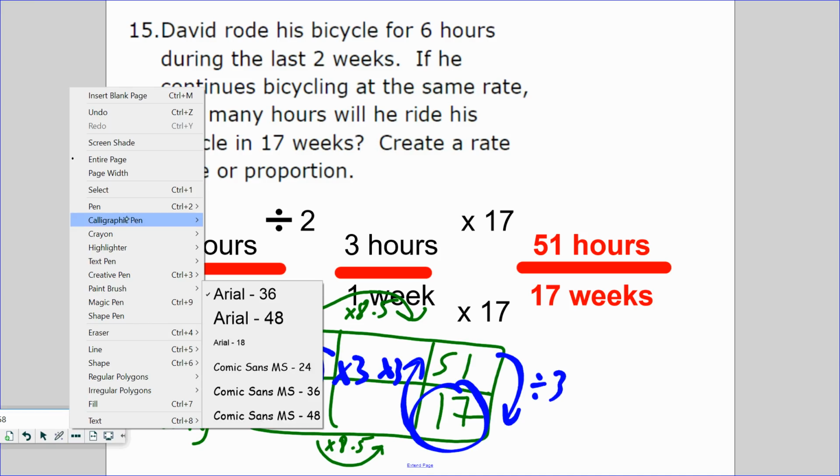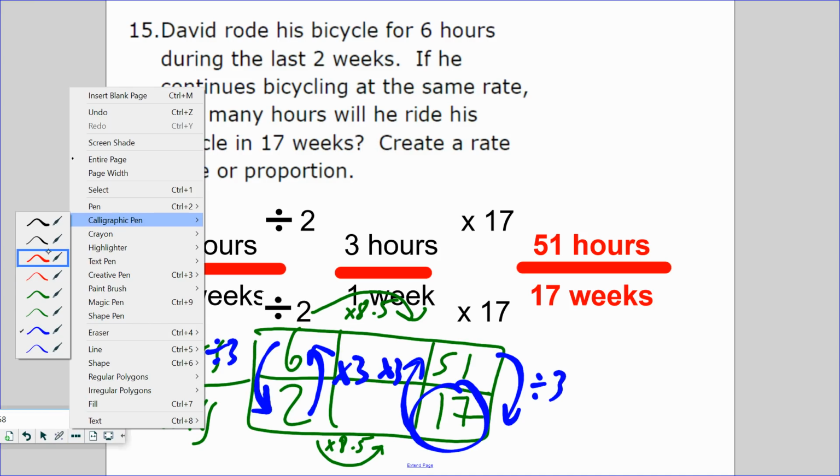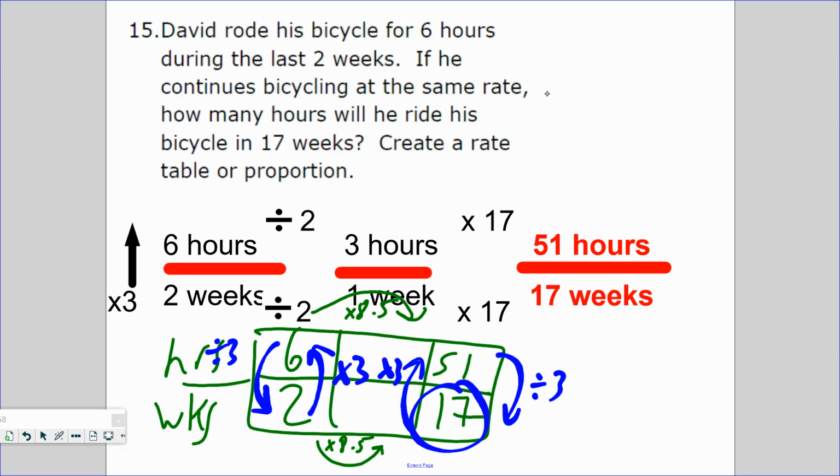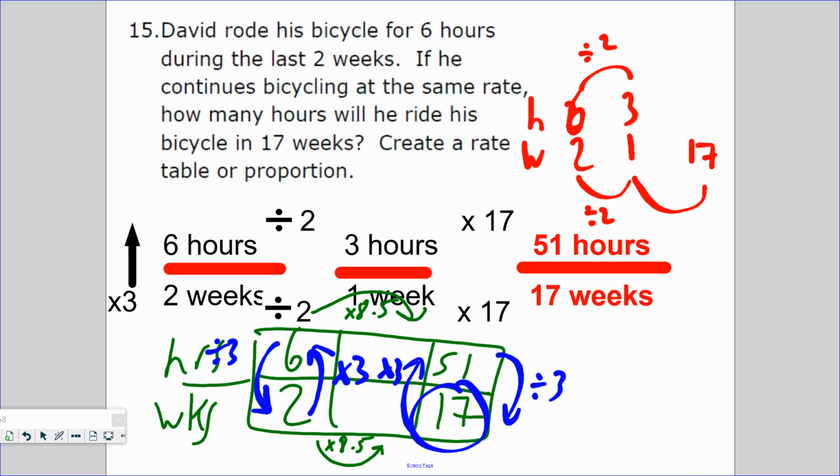And then the last one. I have kids who prefer this way. Okay, there's many ways to do it. So hours, weeks, 6, 2, and 17. Could we simplify this? Divide by 2, divide by 2. So that means he bicycled 3 hours in 1 week. How do you build 1 week to 17? Times 17. 3 times 17 is 51.